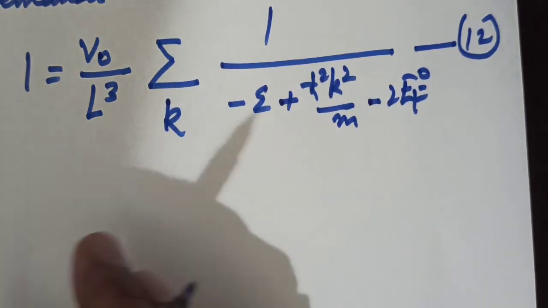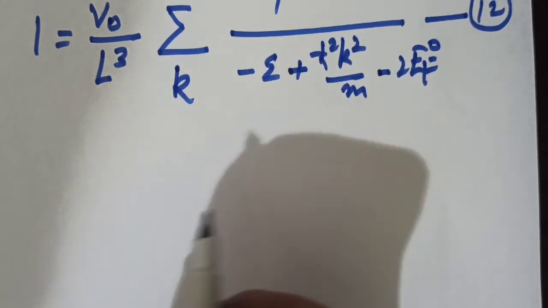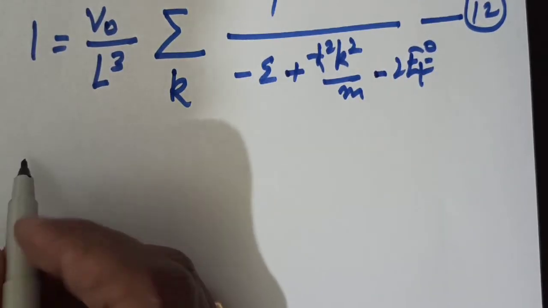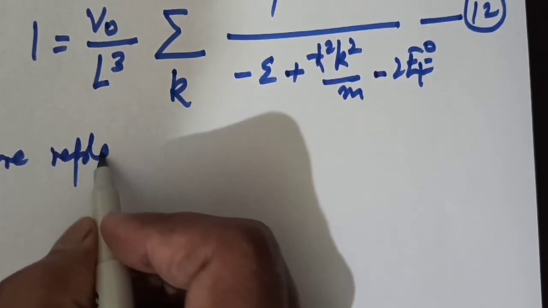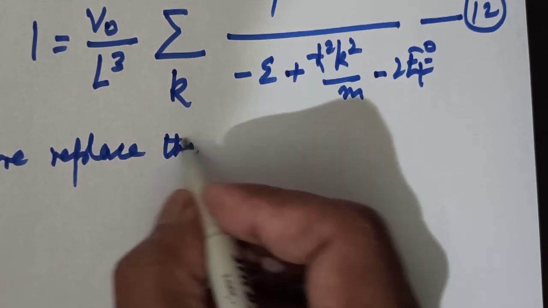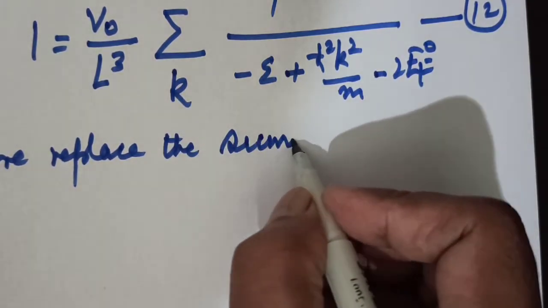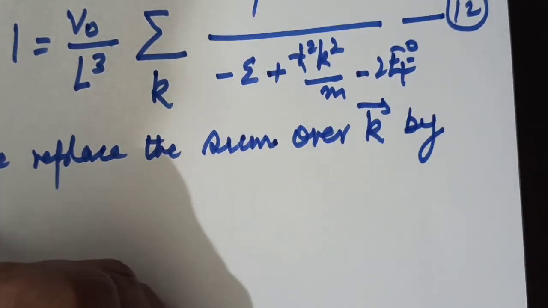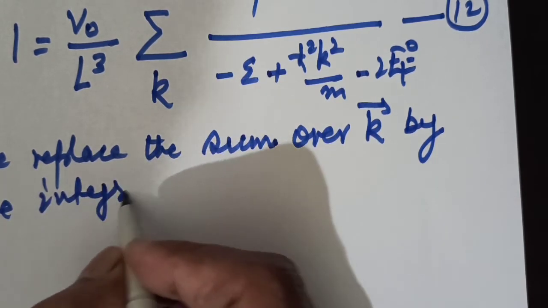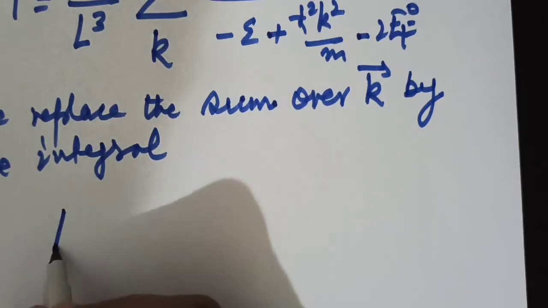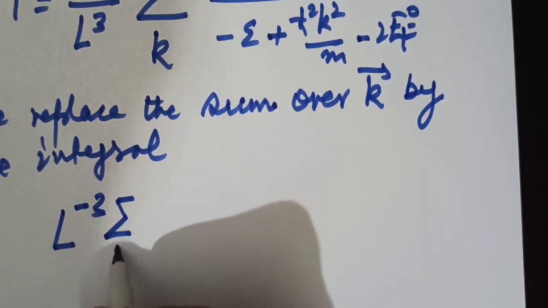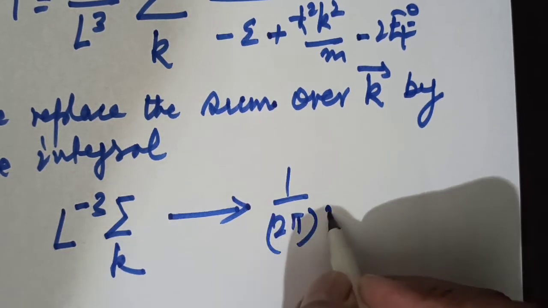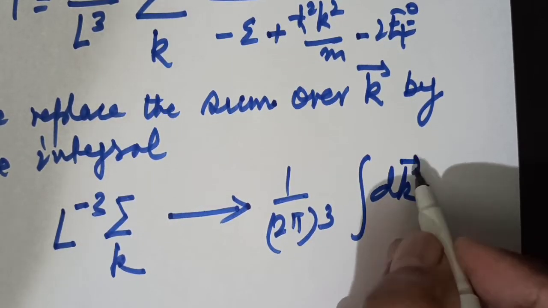Now what we will do, we will replace the sum over k by the integral over k. So what we are doing, we are replacing this sum over k by the integral 1 by 2 pi cube dk.